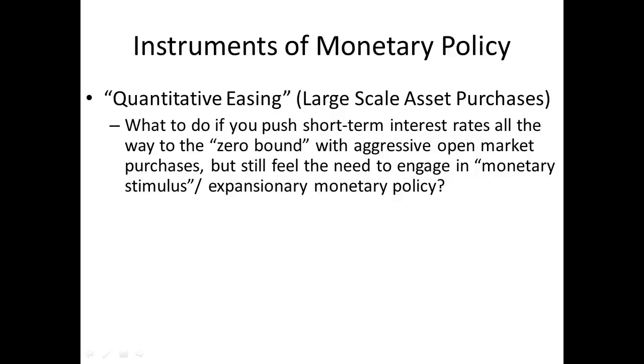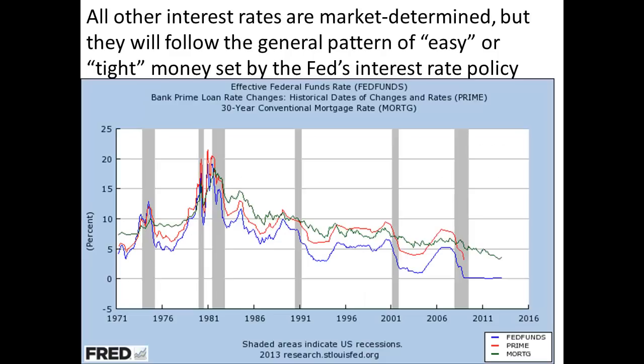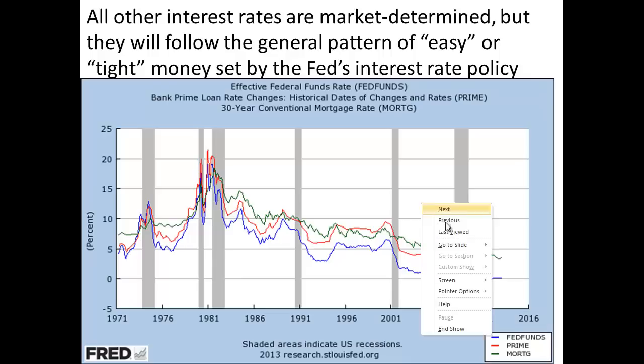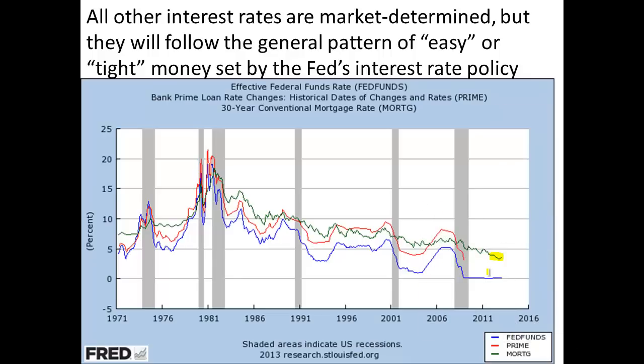Well, hope is not lost if you want to do expansionary, stimulative, aggregate demand boosting policy. You push short-term interest rates all the way down to 0, but long-term interest rates aren't 0. Let's run back and look at this. 30-year mortgage rate is only down to 3.5. It's lower than it's ever been, but it's not 0. Okay, 30-year government bond rate isn't 0. Even the prime credit rate, which is a short-term rate, it's not 0.